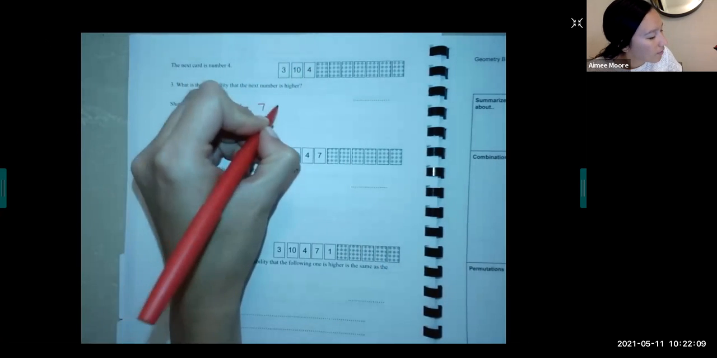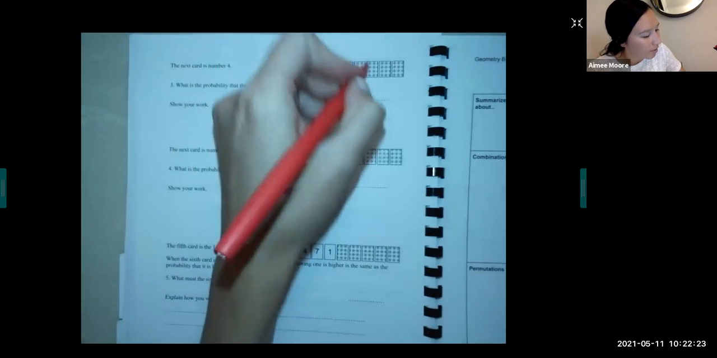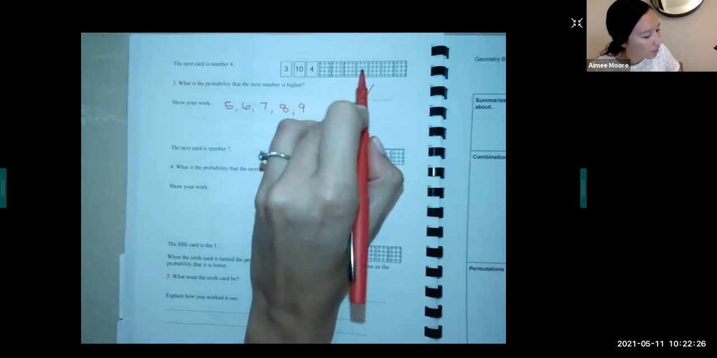Okay. The next card number is 4. What is the probability that the next number is higher? So we've already done 3, 10, and 4. So higher than 4 would be 5, 6, 7, 8, or 9, right? It can't be 10 because we already flipped the 10. Any questions? So it would be 5 out of 1, 2, 3, 4, 5, 6, 7. Any questions about number 3?